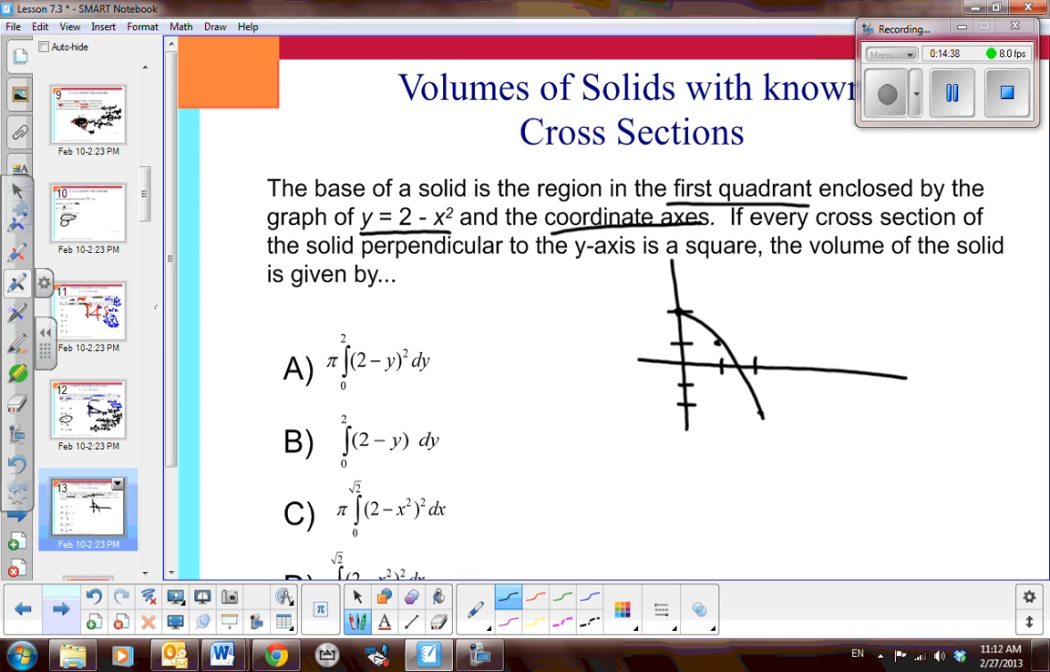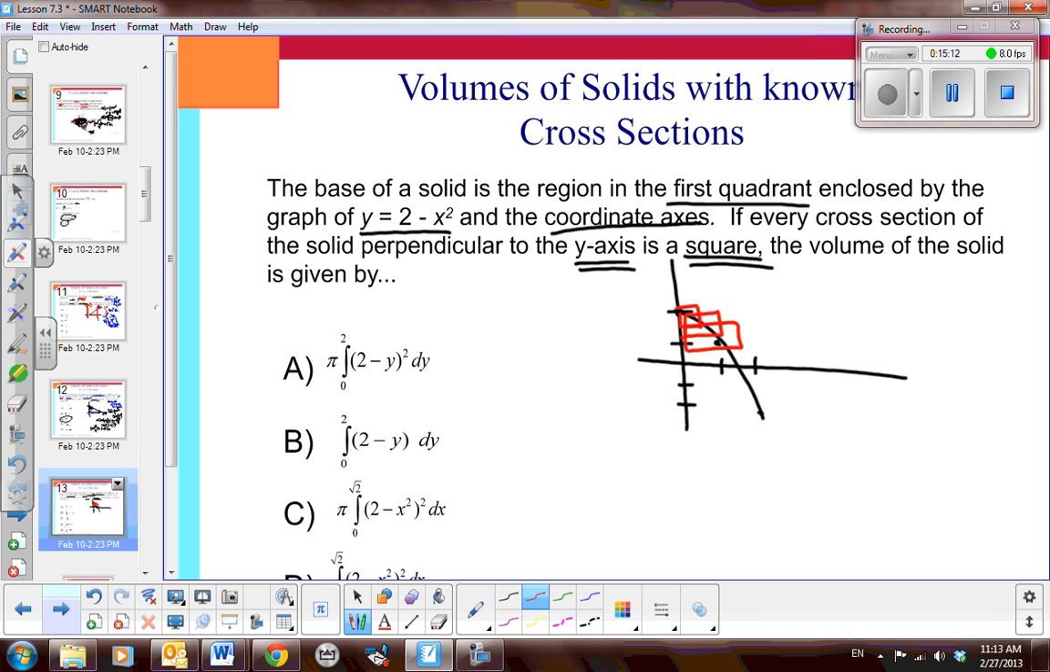Okay. Now, we have to build upon this, if every cross-section of the solid is perpendicular to the y-axis this time. Notice how that is different. So everything is going to be in terms of y, and we're going to build squares, okay? So for this example then, now again, I'm sorry, my drawing skills are really bad. But if I'm building squares upon this, it's going to look something like this. Okay, hopefully you can visualize what's going on here.